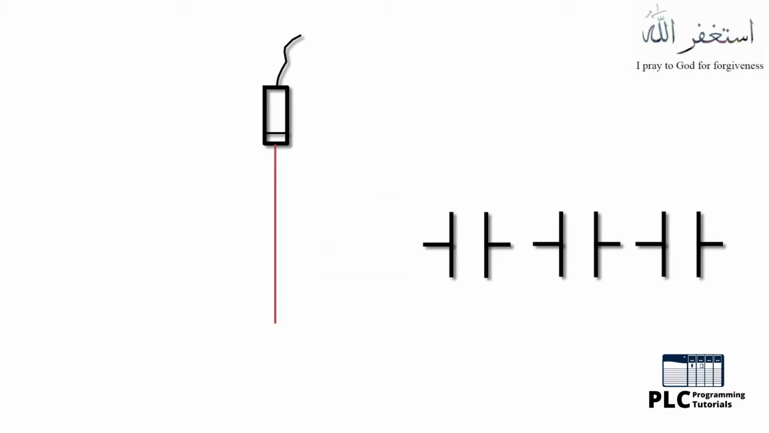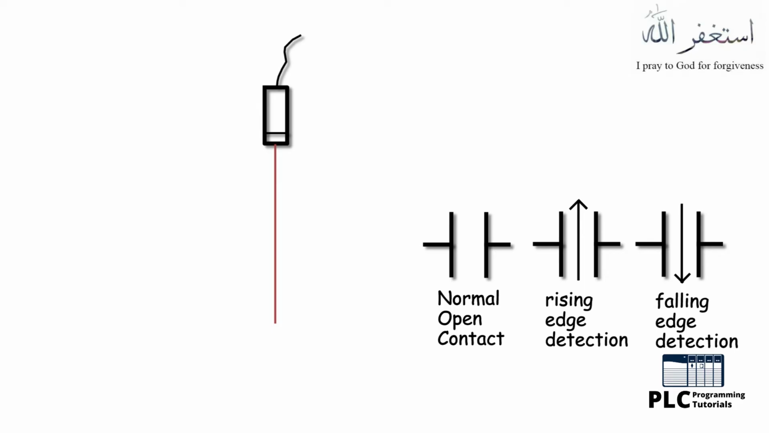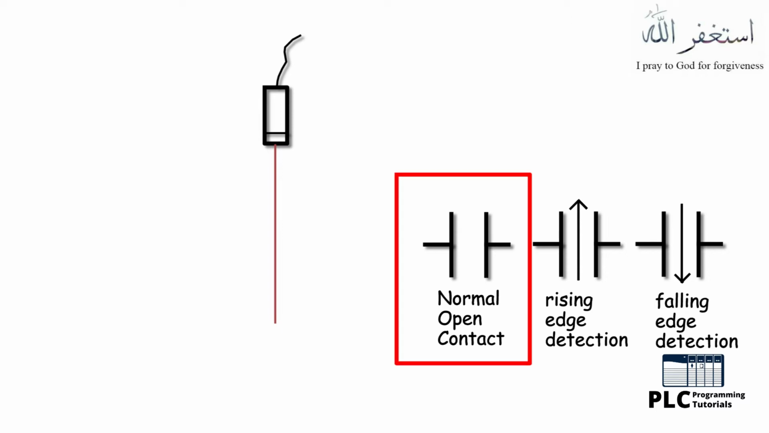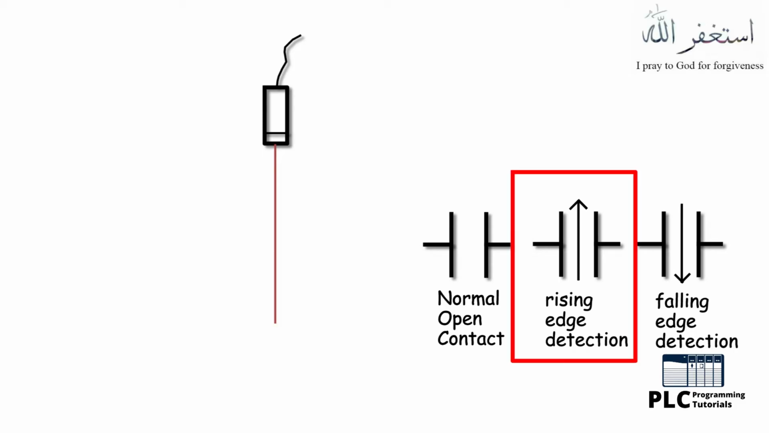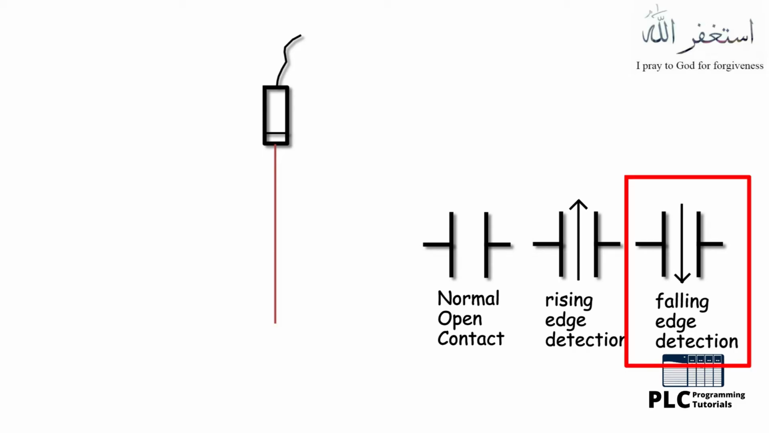Now let's see how rising and falling edges can be used in PLC programming. We can use PLC inputs in several ways in PLC programming. Most common are normally open, normally closed, rising edge detection and falling edge detection.